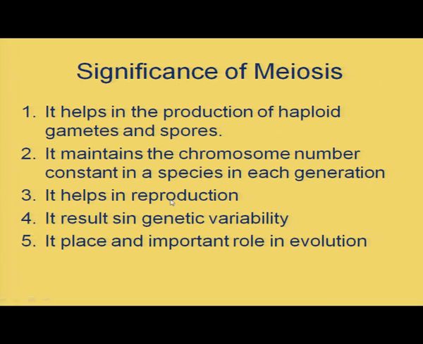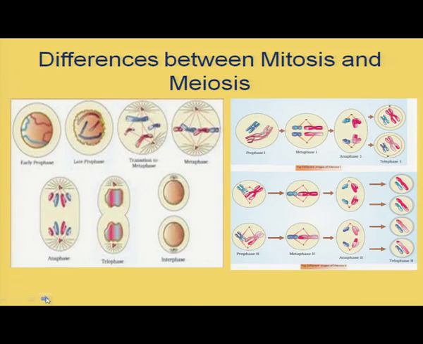It helps in reproduction and it results in genetic variability. Since there occurs the recombination of genes during the Pachytene stage, there occurs genetic variability. It also plays an important role in evolution. Since there is genetic variability, it contributes to evolution.